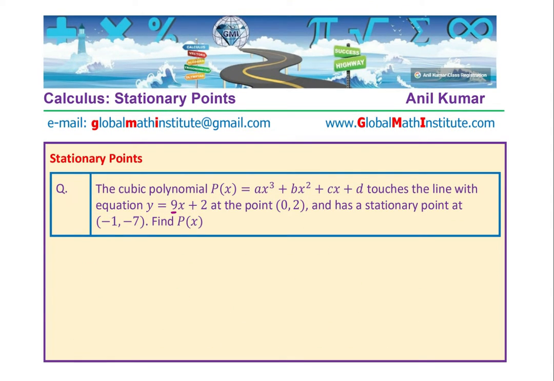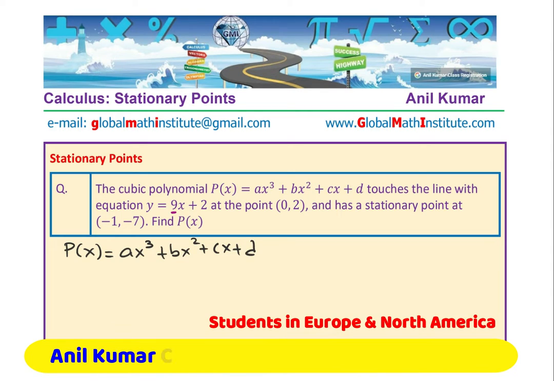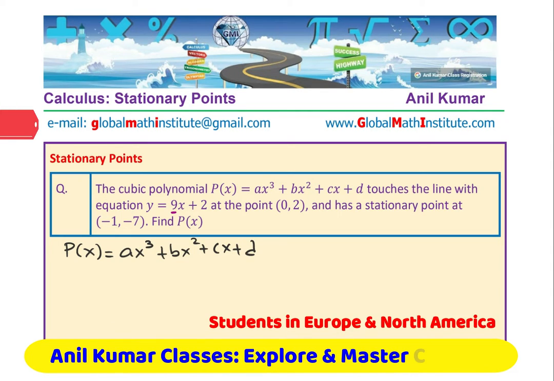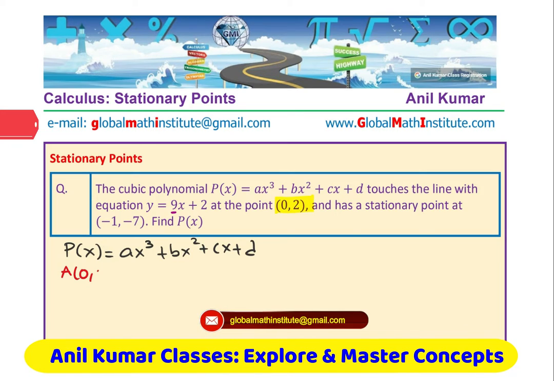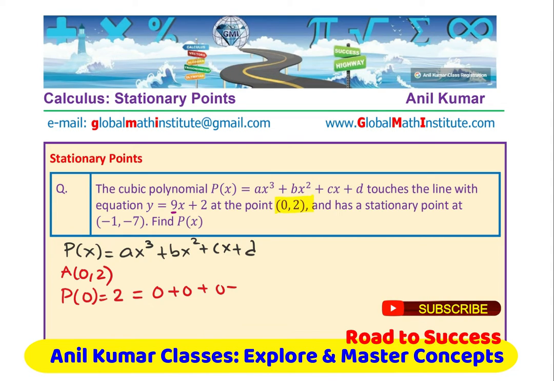So we are given the polynomial, which is p of x equals ax cubed plus bx squared plus cx plus d. Now, if I substitute the first point in it, which is (0, 2), what happens? The point A is given to us as (0, 2). That means the value at 0 is 2, correct? So if I put 0 for x, I get 0 plus 0 plus 0 plus d, and that gives us the value of d as equal to 2. Clear?